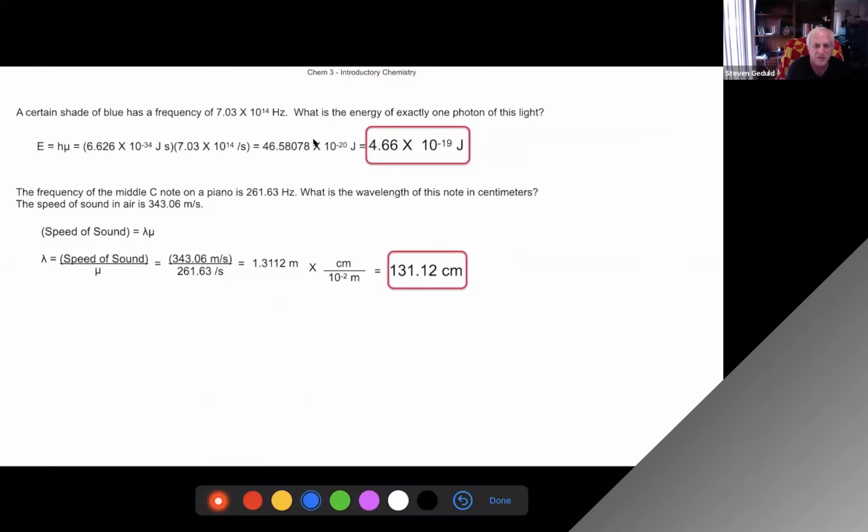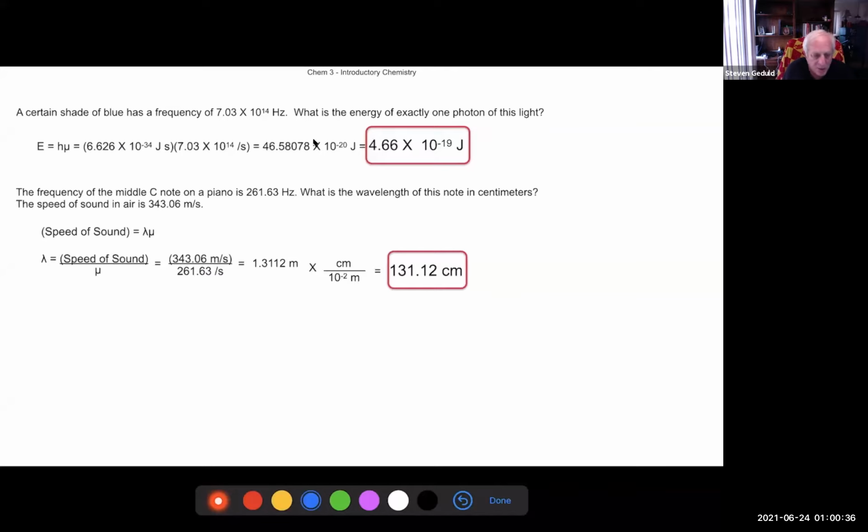So these are two questions that were sent in the email. I'm sure everybody has the same types of questions. The question is, a certain shade of blue has a frequency of 7.03 times 10 to the 14 hertz. What is the energy of one photon?